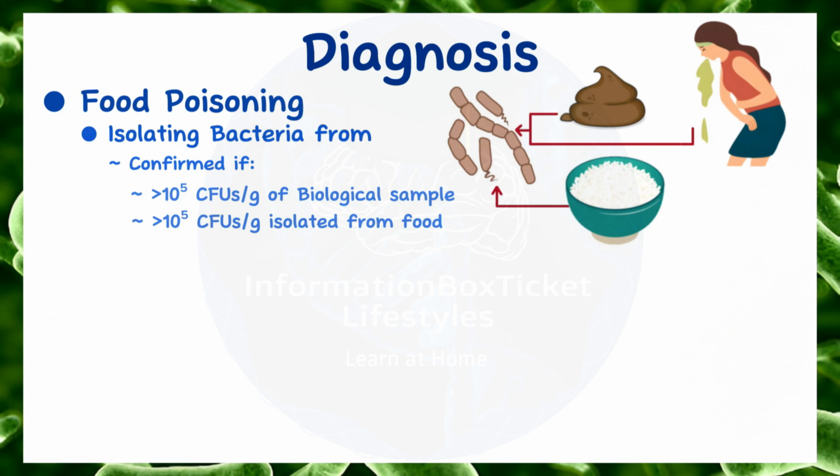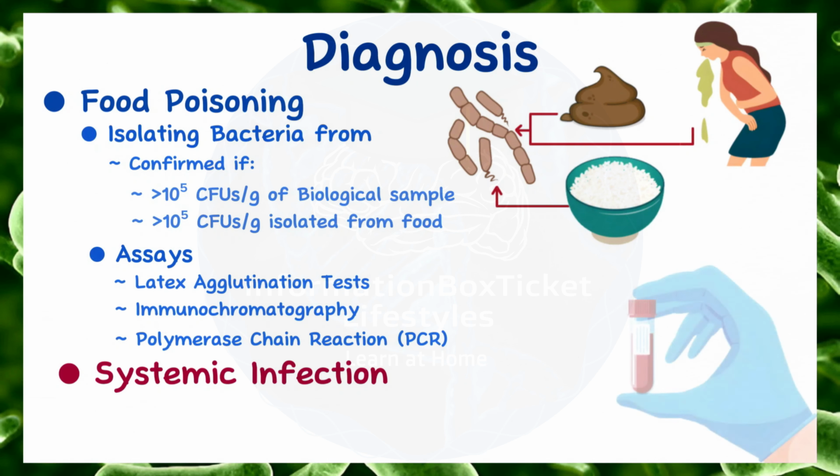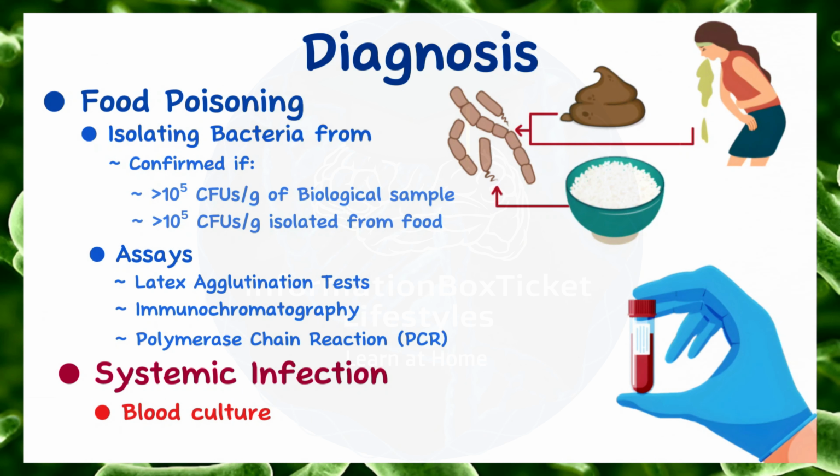Another method for detecting B. cereus involves testing for its toxins in the food using assays like latex agglutination tests, immunochromatography, and detecting the bacteria's genetic material using polymerase chain reaction, PCR. If a systemic infection is suspected, blood cultures are performed to identify the bacteria in the bloodstream.